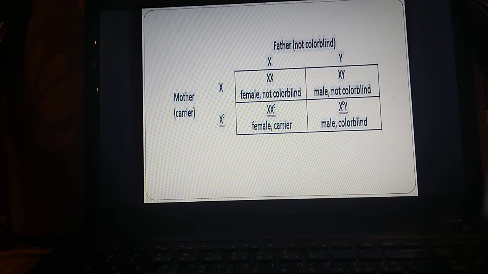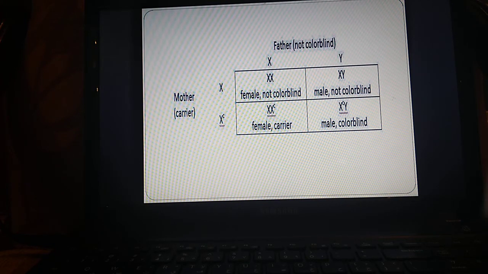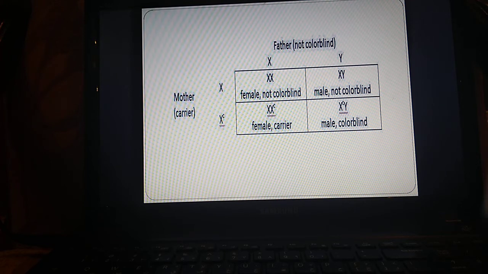So how do we write this? Since this is sex linked, it is linked to the X and Y chromosomes, so I have to write it on the X. So I say X, C, X.